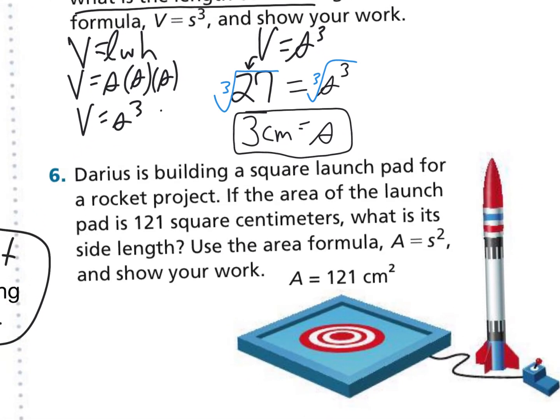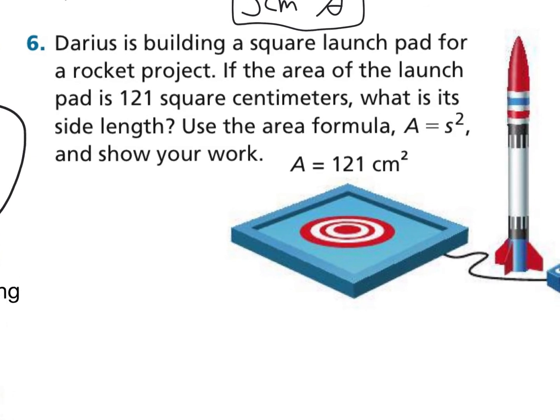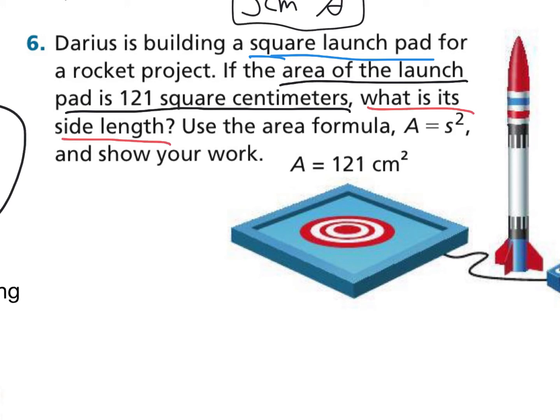Look at number 6. Darius is building a square launch pad for a rocket project. Area of the launch pad is 121 square centimeters. And the question is, what is its side length? So they're telling us to use this area formula.